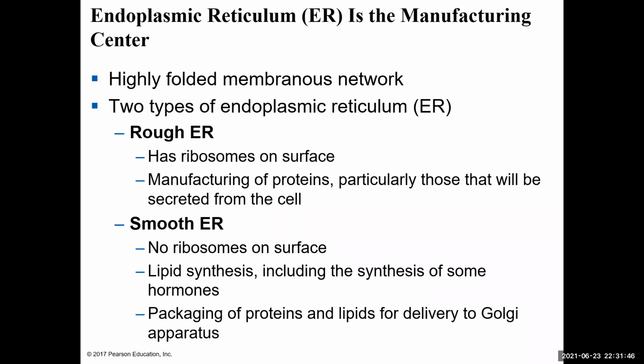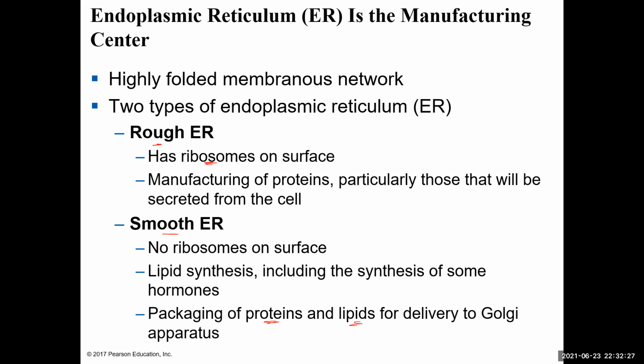And so we have those two types of endoplasmic reticulum, the rough again, which has the ribosomes that are going to make proteins to be shipped out of the cell. And then you have the smooth ER that has no ribosomes on the surface. And again, this is for some of those other macromolecules like fats and lipids. But it also will package proteins and the lipids that it makes so that they can be delivered to the Golgi apparatus. Okay?